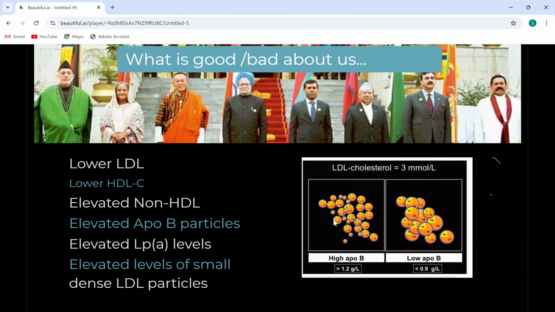So the ApoB particles in the Asian population are basically smaller. So if you take the same area, the number of ApoB particles would be higher. So they carry more cholesterol overall. What they say is that a higher number of ApoB particles correlates negatively with cardiovascular outcomes.